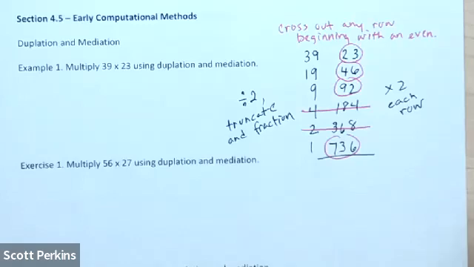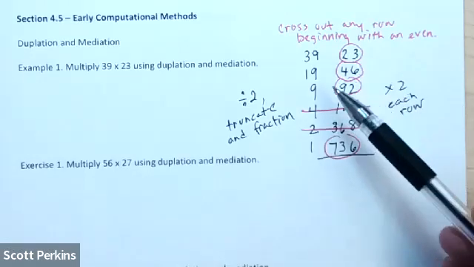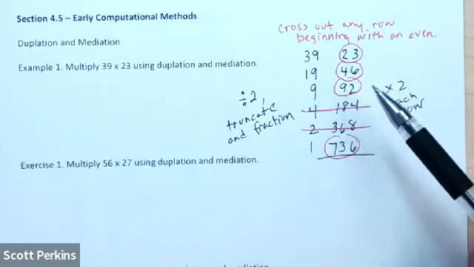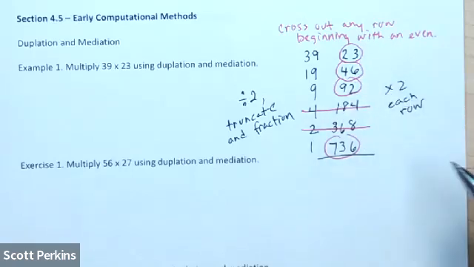So on the test, I'm going to have you do this. And I know you can use your calculator to verify. I have no problem with any of that. What you've got to show me is the work. Okay, so I'm going to ask you to show me the work for multiplying 2 numbers by duplation and mediation. Okay, so I'll be looking for this.